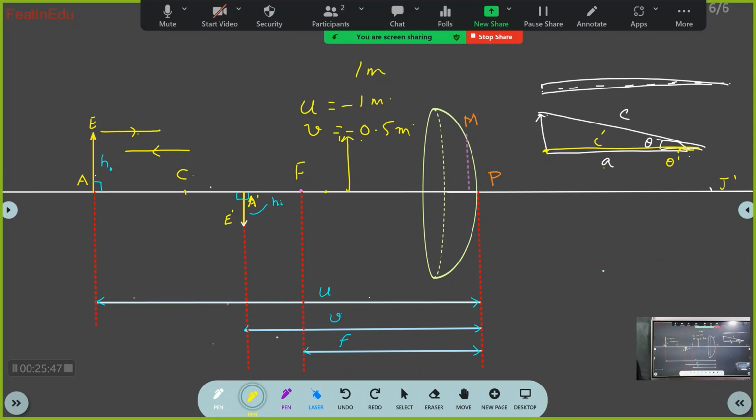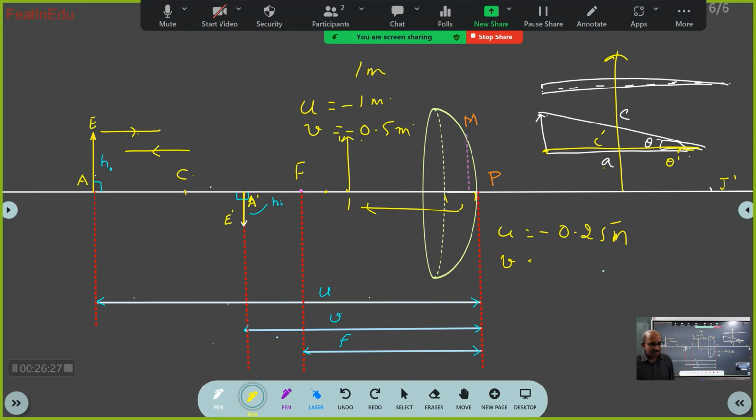Where is the image cast? Correct. Now, what is this u? What is u, approximately? Louder. 0.25. You get the approximate distance. How much is it? What is the distance? Minus 0.25 meters. What is the image distance now?